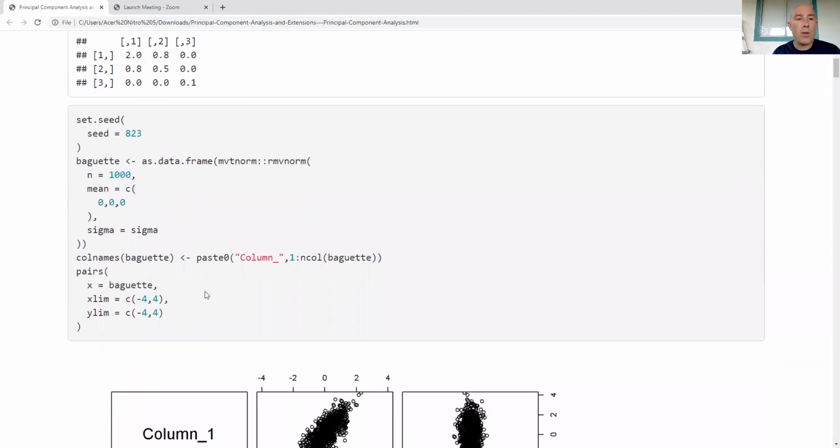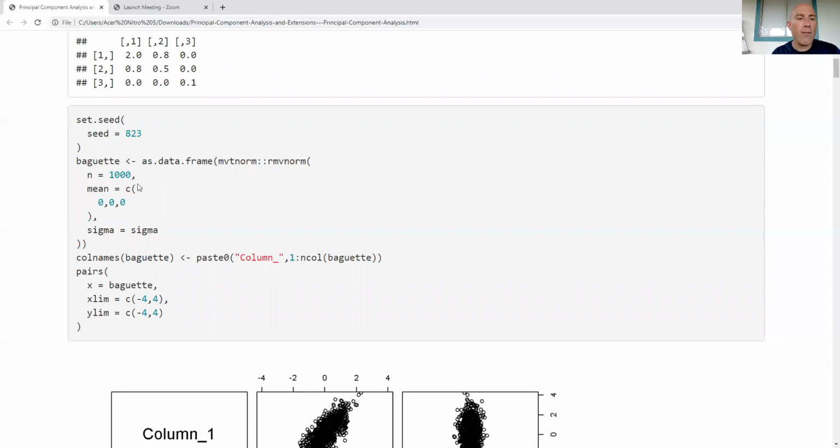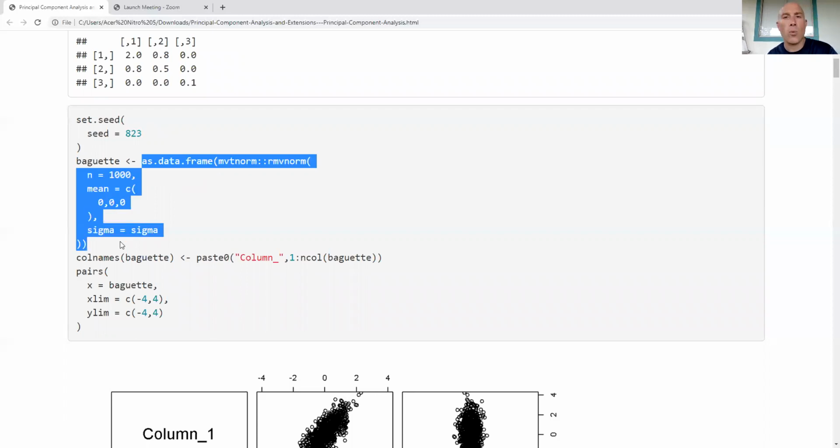All right, so now I'm going to generate my data. Here I'm telling it what the central tendency is, so I'm just saying the origin, and I could use any three values I want potentially. I'm going to use that covariance matrix I just talked about. And now I'm going to generate the entire data using the MVT norm package, and I convert it to a data frame. That way I can work with it with more functions within R.